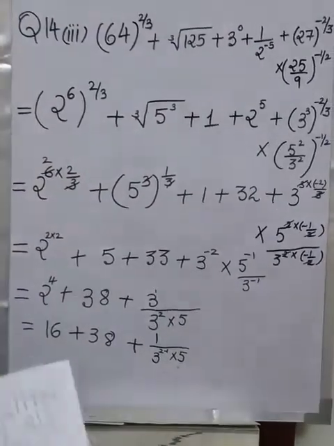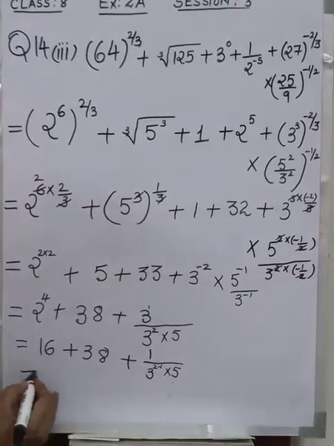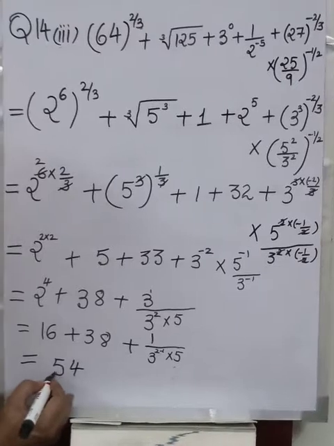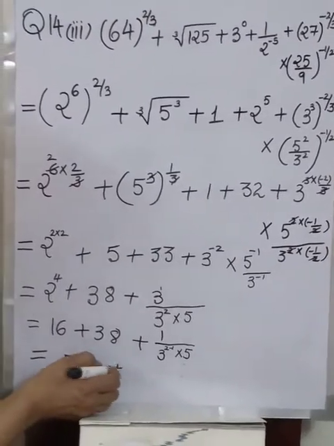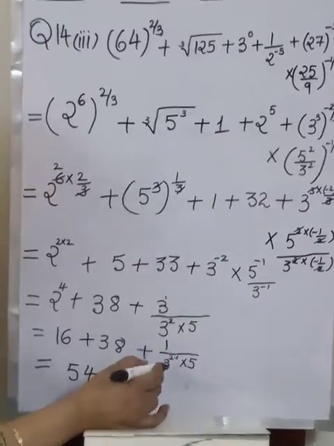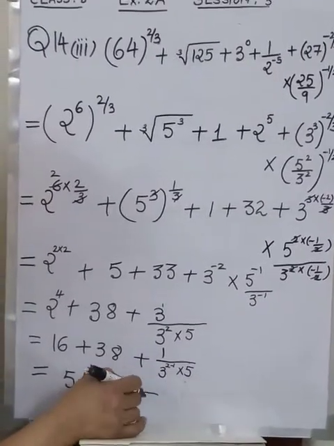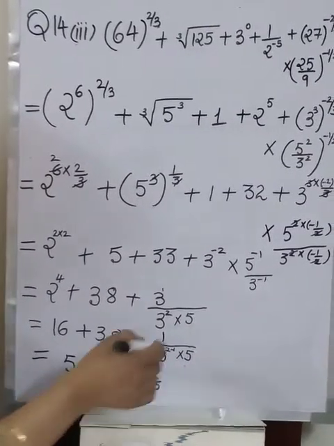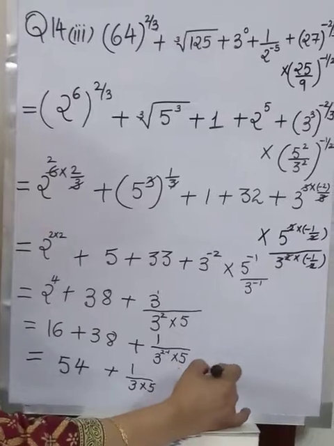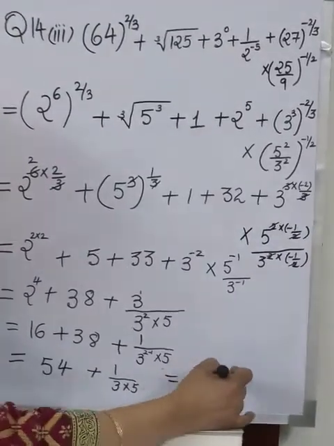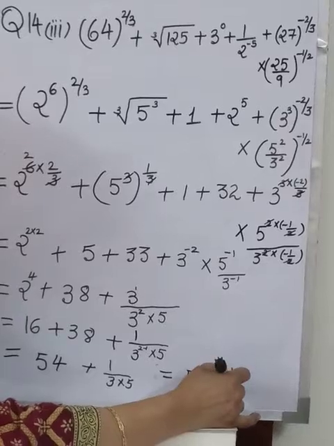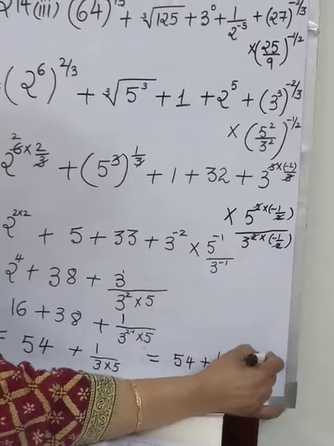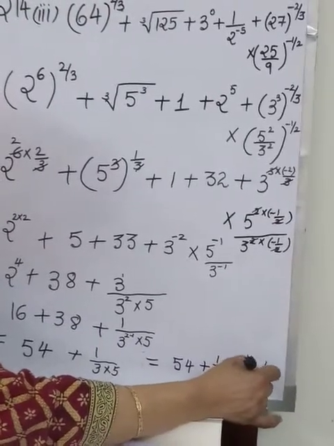So what we get here? 16 plus 38 will become 54, and this will become 1 upon 3 to the power 2 minus 1, which gives you 1, that is 3 into 5. What does it become further? 54 plus 1 by 15. That becomes 54 whole 1 by 15. This is the answer.